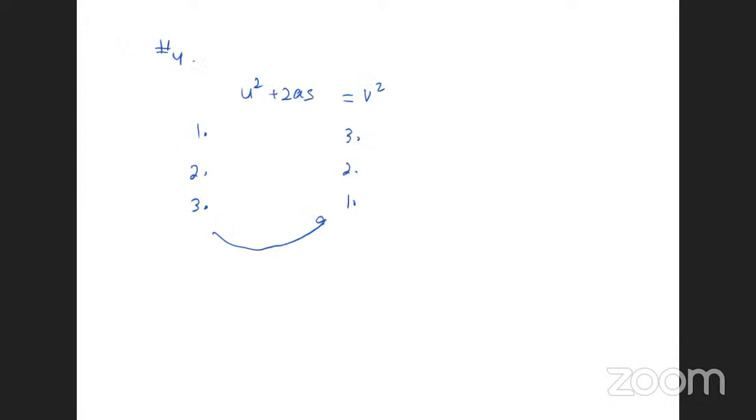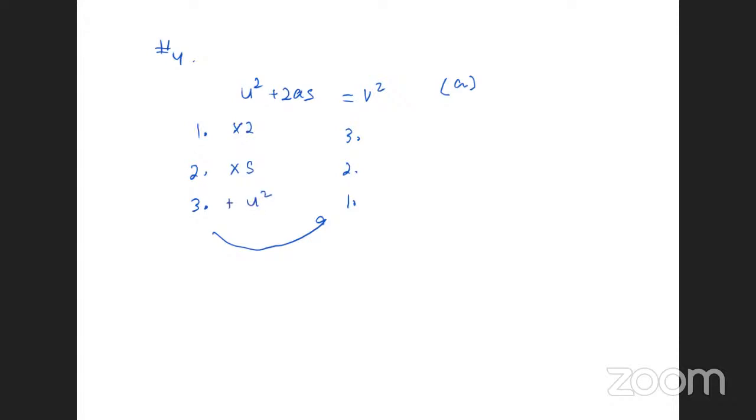Last one here. Here we do have numbers, but the same principle applies. We want to make a the subject of the formula. So to make a the subject of the formula, pretend a was a number. What would you do to that number? First thing, you would multiply by 2, then multiply by s, and then add it to u squared.